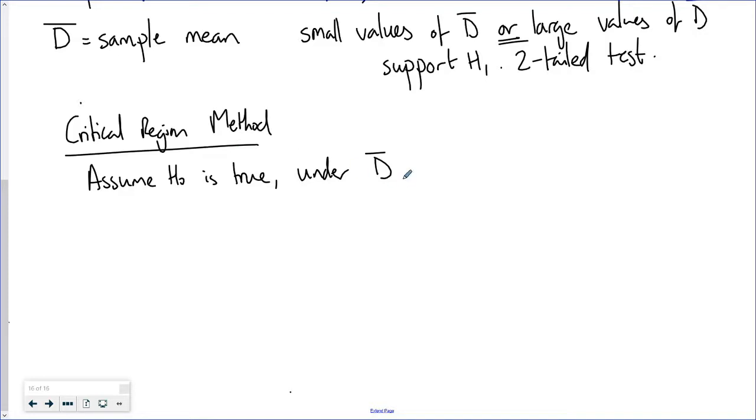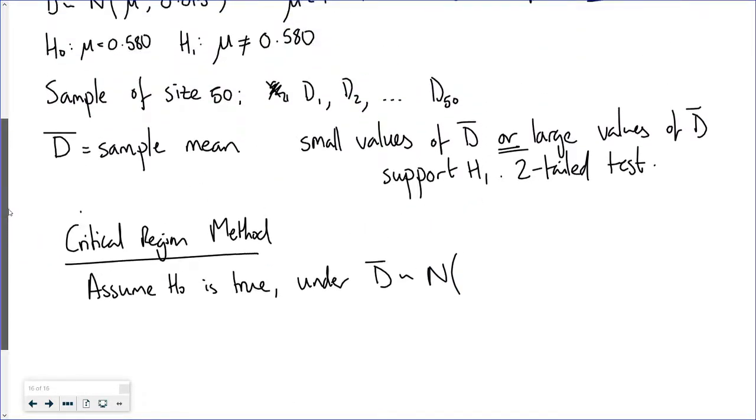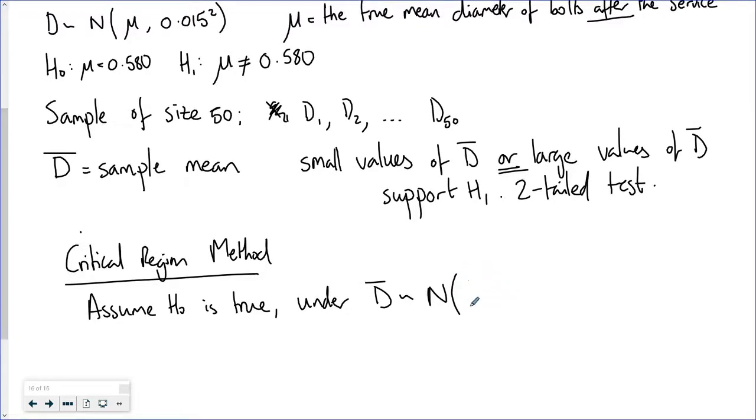because that's the data that I've got to try and support H1. So we're going to use the fact that D bar is going to follow a normal distribution. The sample mean is normally distributed. And if H0 is true, then the sample mean is going to have a mean of 0.580. That's what mu is equal to when H0 is true. And the variance is going to be the same as the variance of D, so 0.015 squared, but then divided by the sample size, which is 50.